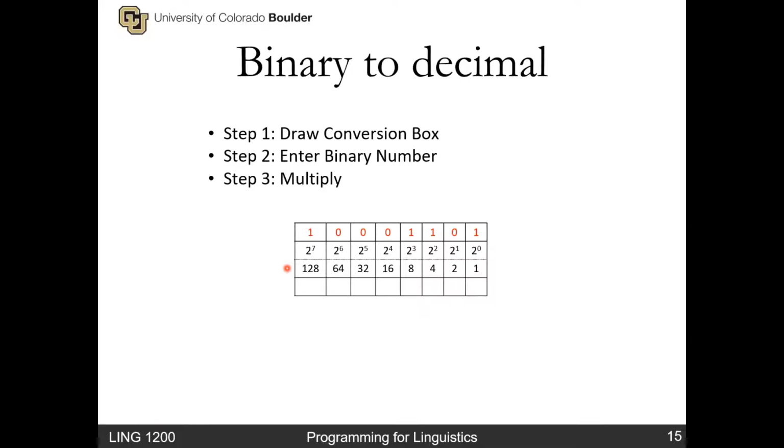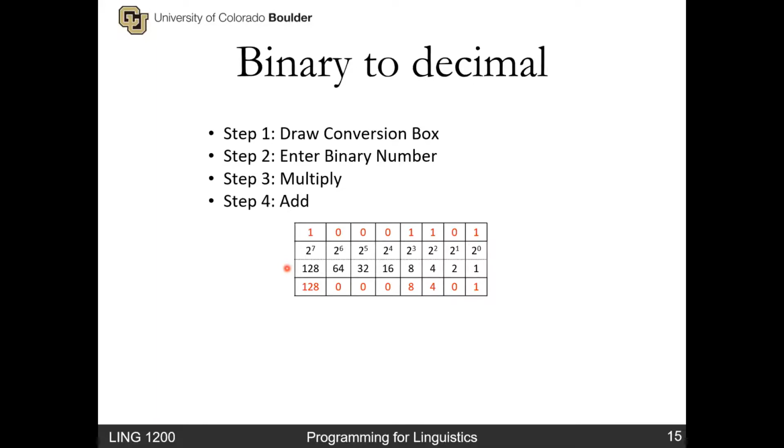Now we can do our multiplication. The first one is 1 times 1, or 1 times 2 to the 0. 1 times 1 is 1. 0 times 2 is 0. 1 times 4 is 4. 1 times 8 is 8. 0 times 16 is 0. 0 times 32 is 0. 0 times 64 is 0. And 1 times 128 is 128. So we have the value of each position in this number.